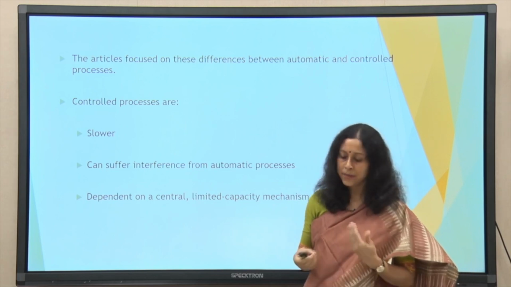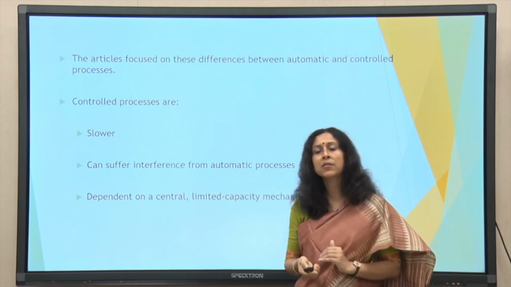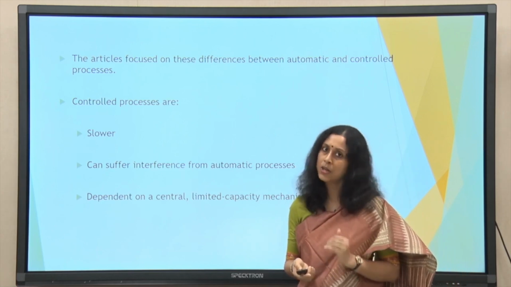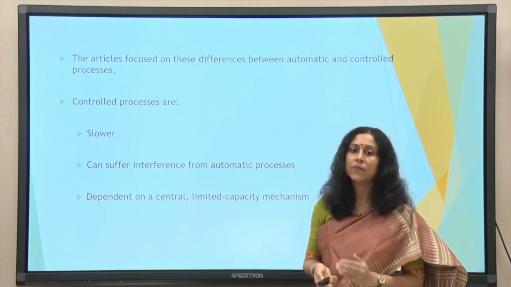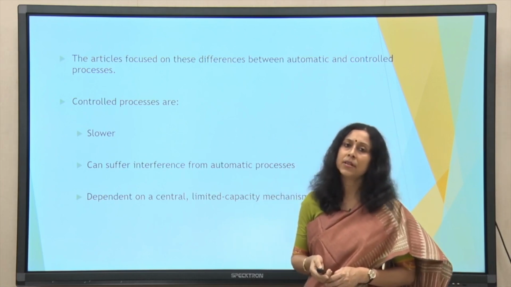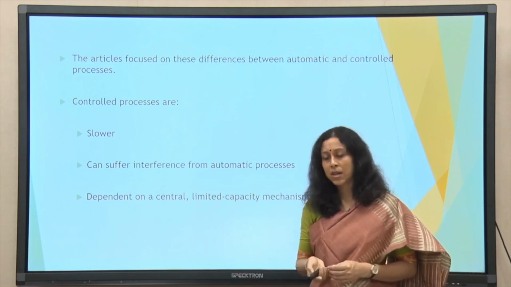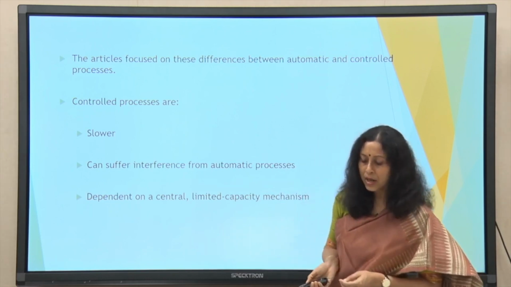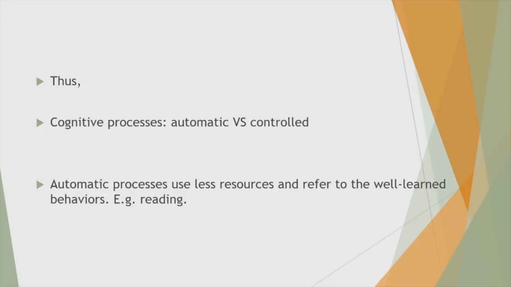So, they proposed three main proposals. One was that control processes are slower as opposed to the automatic processes. Control processes can suffer from interference of the automatic processes, and thirdly, they depend on a limited capacity mechanism. These were the first important proposals given by Posner, Snyder and Shiffrin. This is what basically brings to the forefront the difference between automatic process versus controlled process.